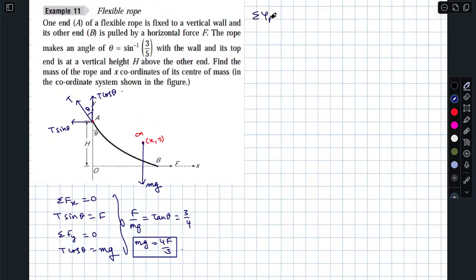Sigma tau A is equal to 0. Correct. So this results in mg into x is equal to F into y. Agreed? Boys and girls. So what I am going to get is mg, you can write as 4F by 3, times x, is F y. Okay?